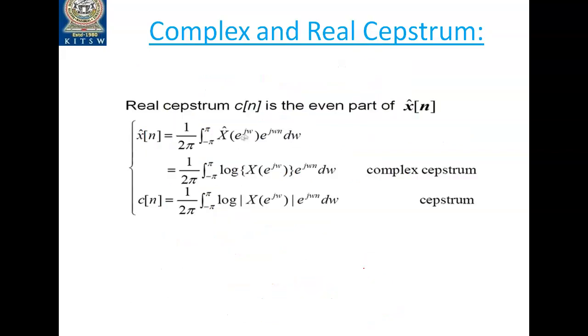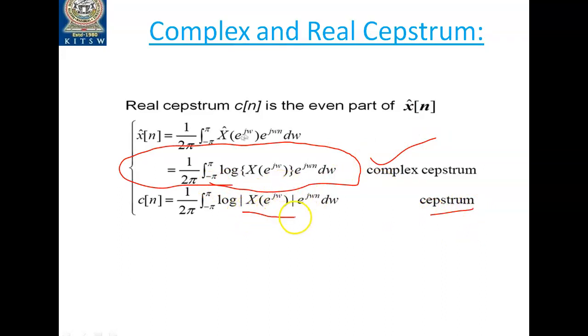Now, when you see both the mathematical expressions at one place, this is the way we are going to be looking. The real cepstrum c of n is an even part of x cap of n. So x cap of n equal to 1 upon 2 pi integration minus pi to pi logarithm of x of e power j omega into e power j omega n. This is nothing but the complex cepstrum. When it comes to the real cepstrum, we are taking the magnitude. That is the only difference between the two equations.